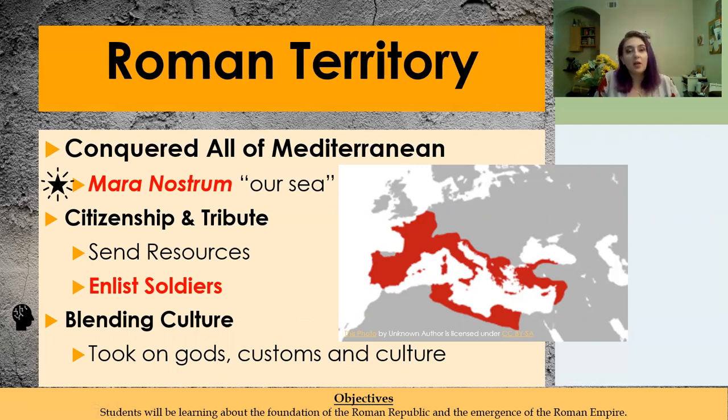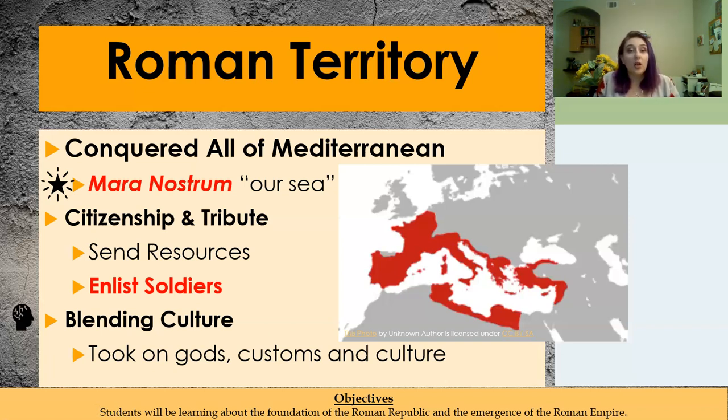And so the biggest thing when it comes to these conquered cities is that some cities were sacked and burned, but most of them became provinces and came under the rule of Rome. Some people were given citizenship, though not many, but most had to give some kind of tribute, whether that be sending back resources like food or items, or sending soldiers to be in their army.